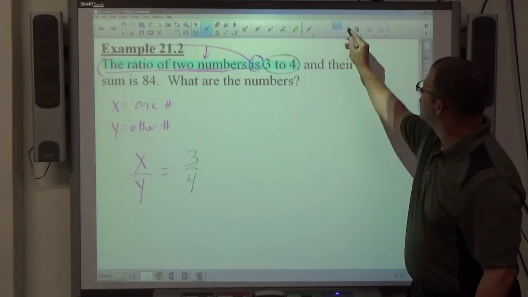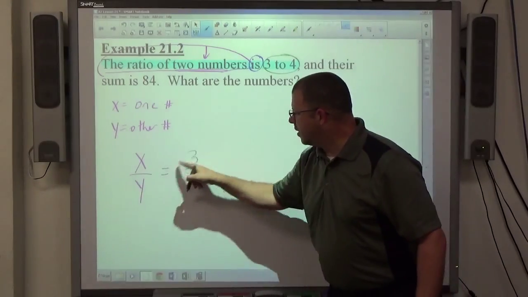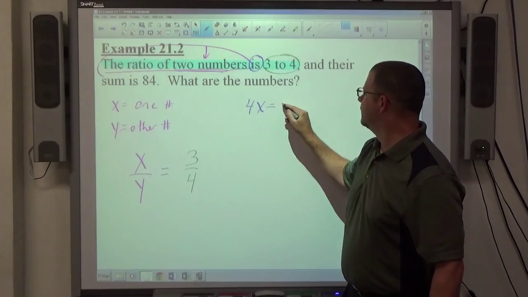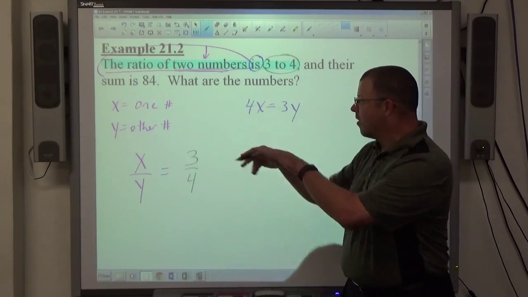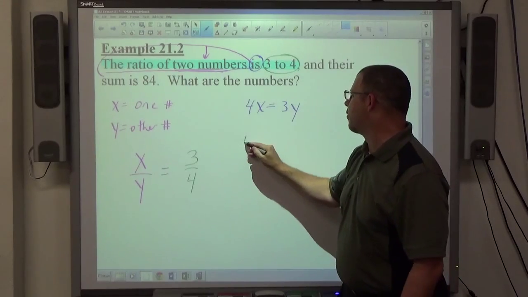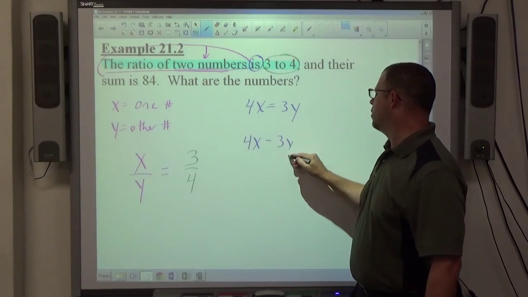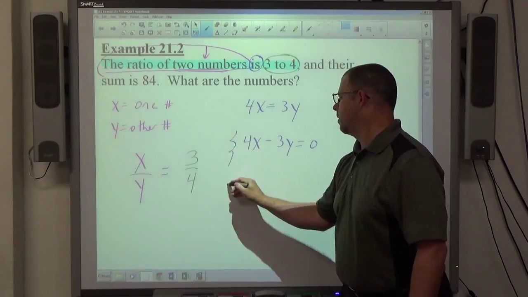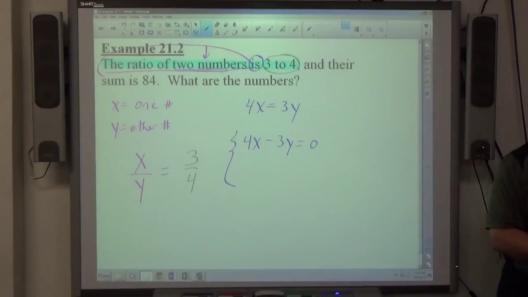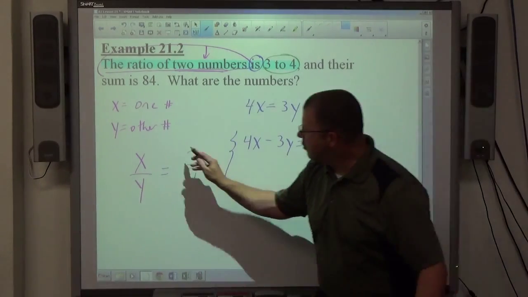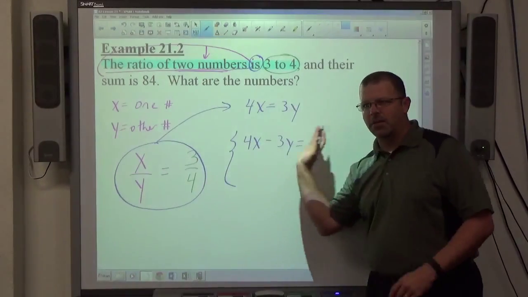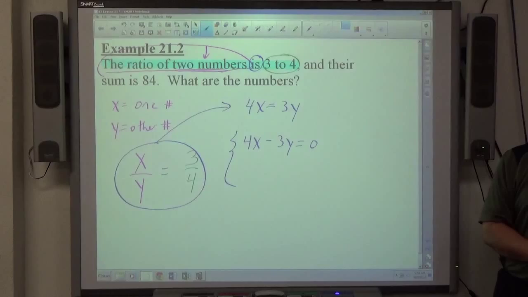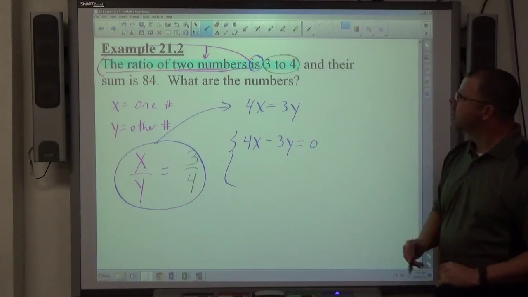And then if I cross multiply it, I get 4x equals 3y. And then if I make that into everything on one side equals a number thing, I'm going to get 4x minus 3y equals 0. That's the easiest way to handle a ratio of two numbers problem. Create your ratio statement, cross multiply, and then get it down to everything on one side equal to usually 0. Alright? Statement 2.